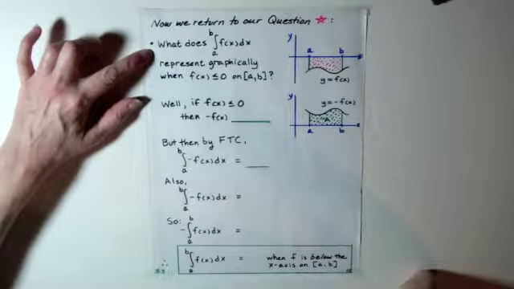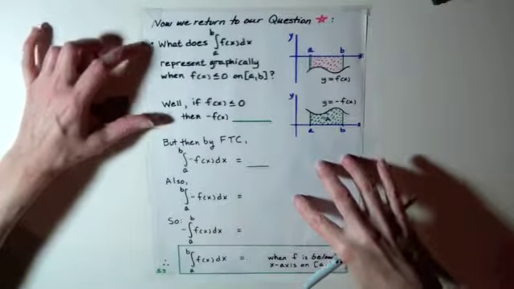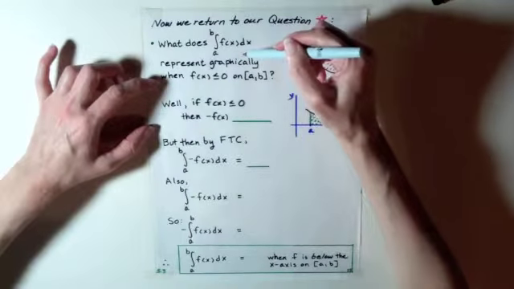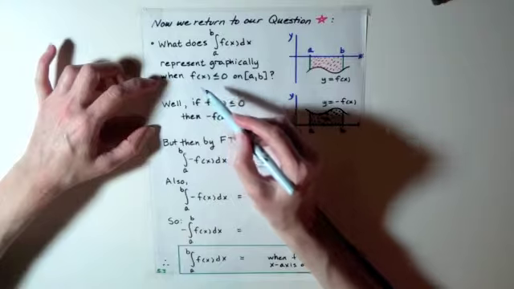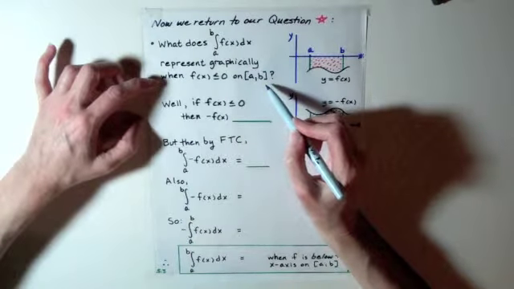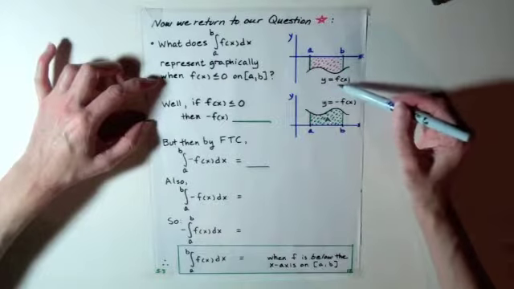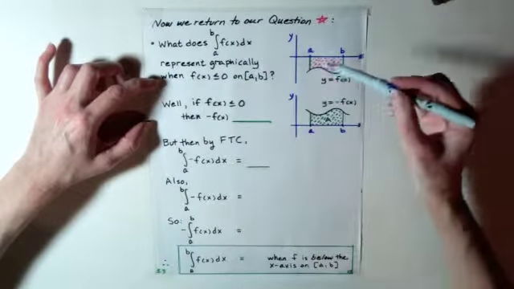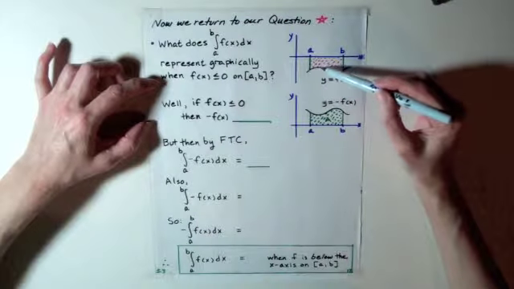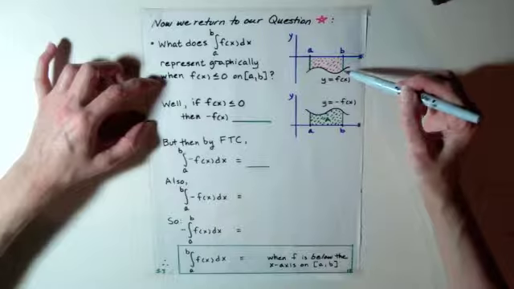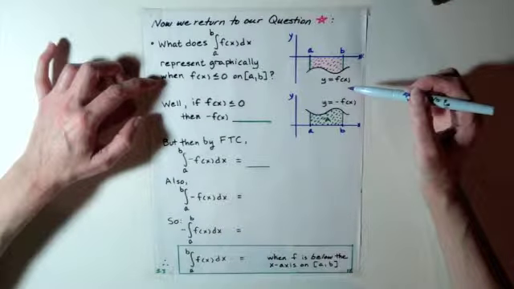Well, first, I want us to think about what this definite integral represents graphically when my function f of x is less than or equal to 0 on the interval from a to b. And what would that mean about the graph of y equal f of x? If it's less than or equal to 0 on our interval, that means that the black curve lies below the x-axis, or perhaps on the x-axis, but does not go above the x-axis.